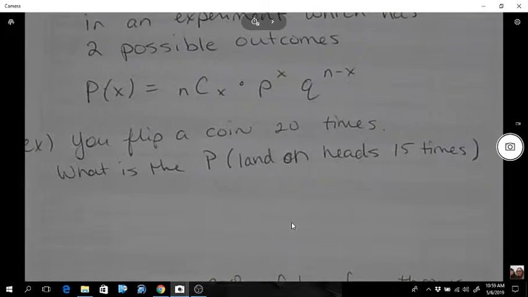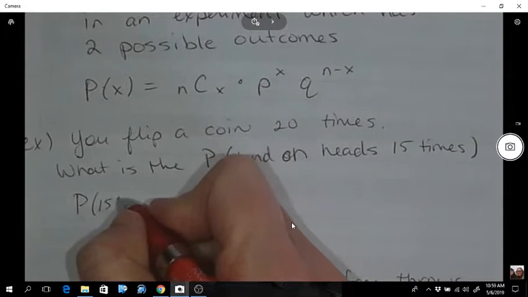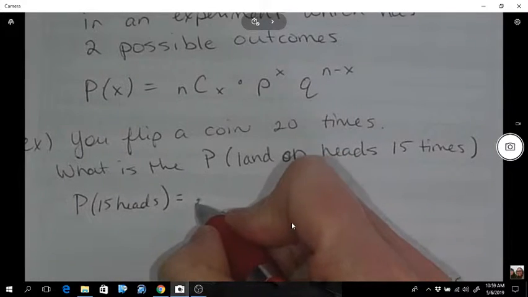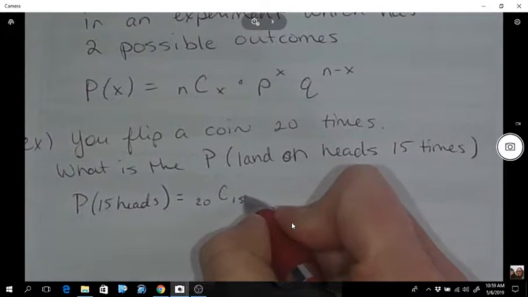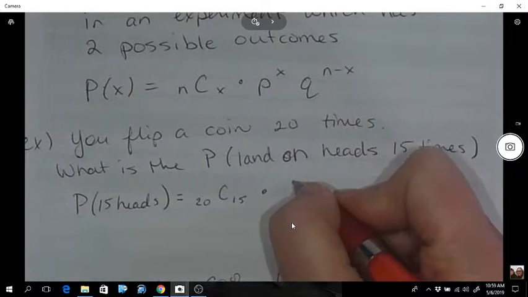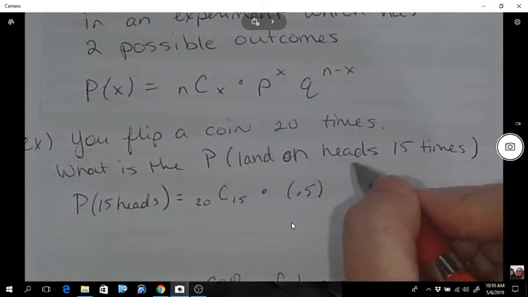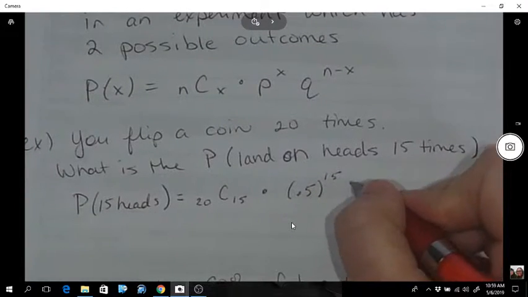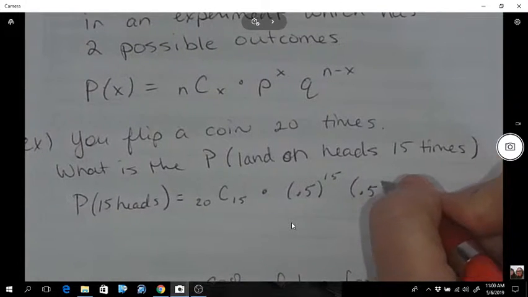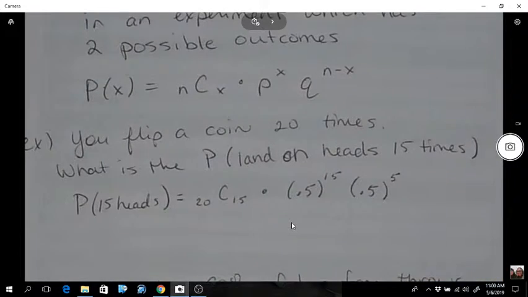Example: you flip a coin 20 times. What is the probability that you will land on heads exactly 15 times? Okay, so the formula says n choose X. We're going to have 20 trials and we're going to choose 15 to land on heads. What is the probability of getting heads? 0.5, and you want to do that 15 times. What's the probability of not getting heads, aka getting tails? That's also 0.5, and that's going to occur 5 times.